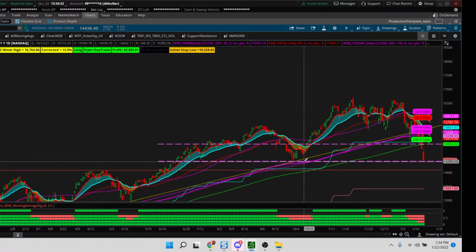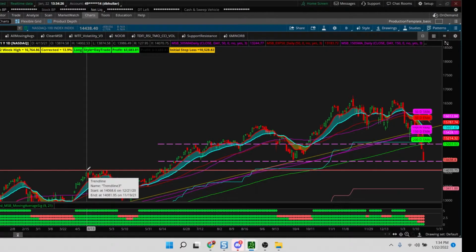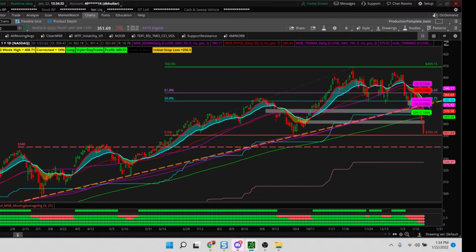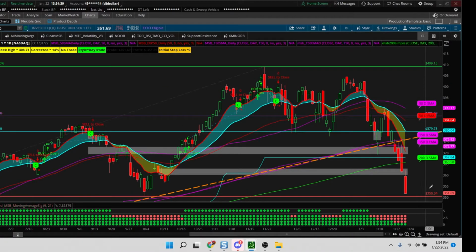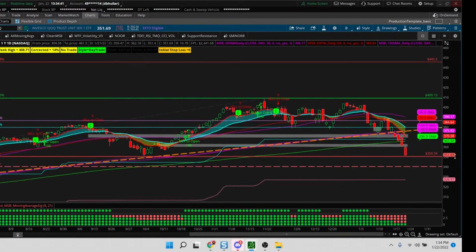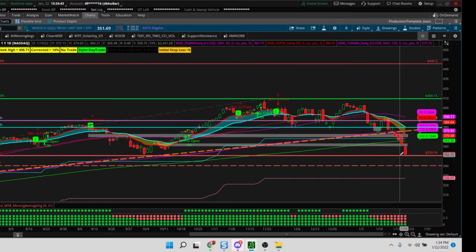If this level doesn't hold, the next level to watch is around 14,000, right? This is a previous breakout level. Now we can also take a look at the QQQ, which is basically the Nasdaq 100 stocks. It's going to be an exact replica of the previous chart that I showed you. So again, 350 is the key level to watch, and we'll see how the market reacts to this level on Monday.